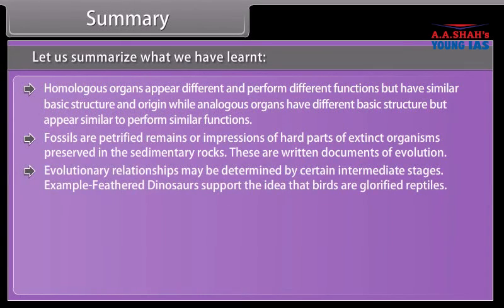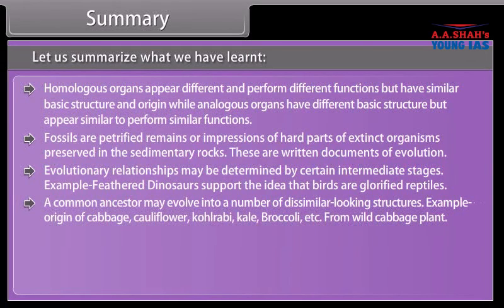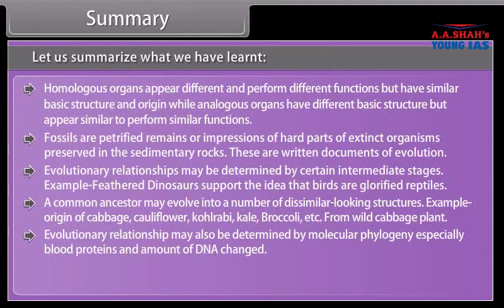Evolutionary relationships may be determined by certain intermediate stages. Example, feathered dinosaurs support the idea that birds are glorified reptiles. A common ancestor may evolve into a number of dissimilar-looking structures. Example, origin of cabbage, cauliflower, kohlrabi, kale, broccoli, etc. from the wild cabbage plant. Evolutionary relationship may also be determined by molecular phylogeny, especially blood proteins and amount of DNA changed.